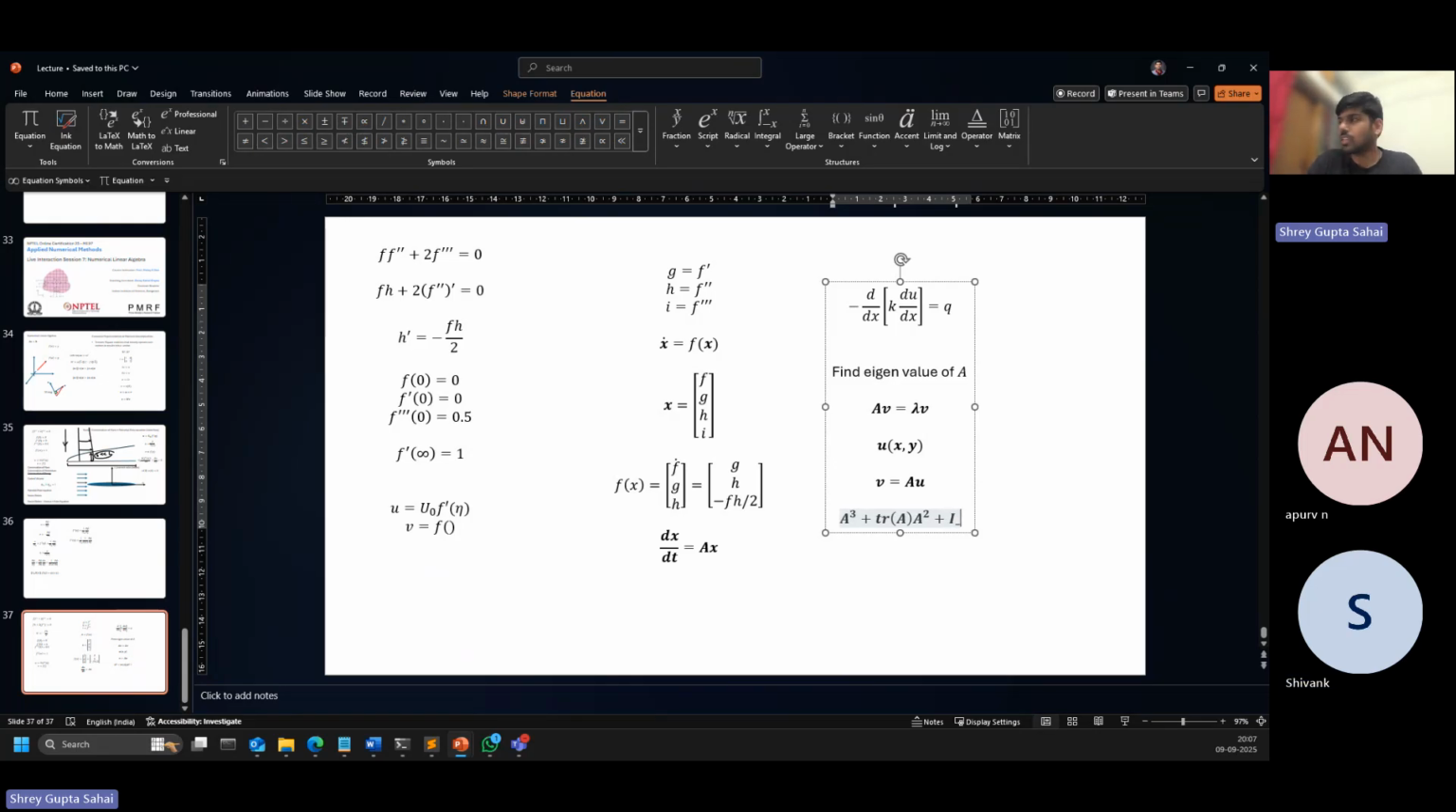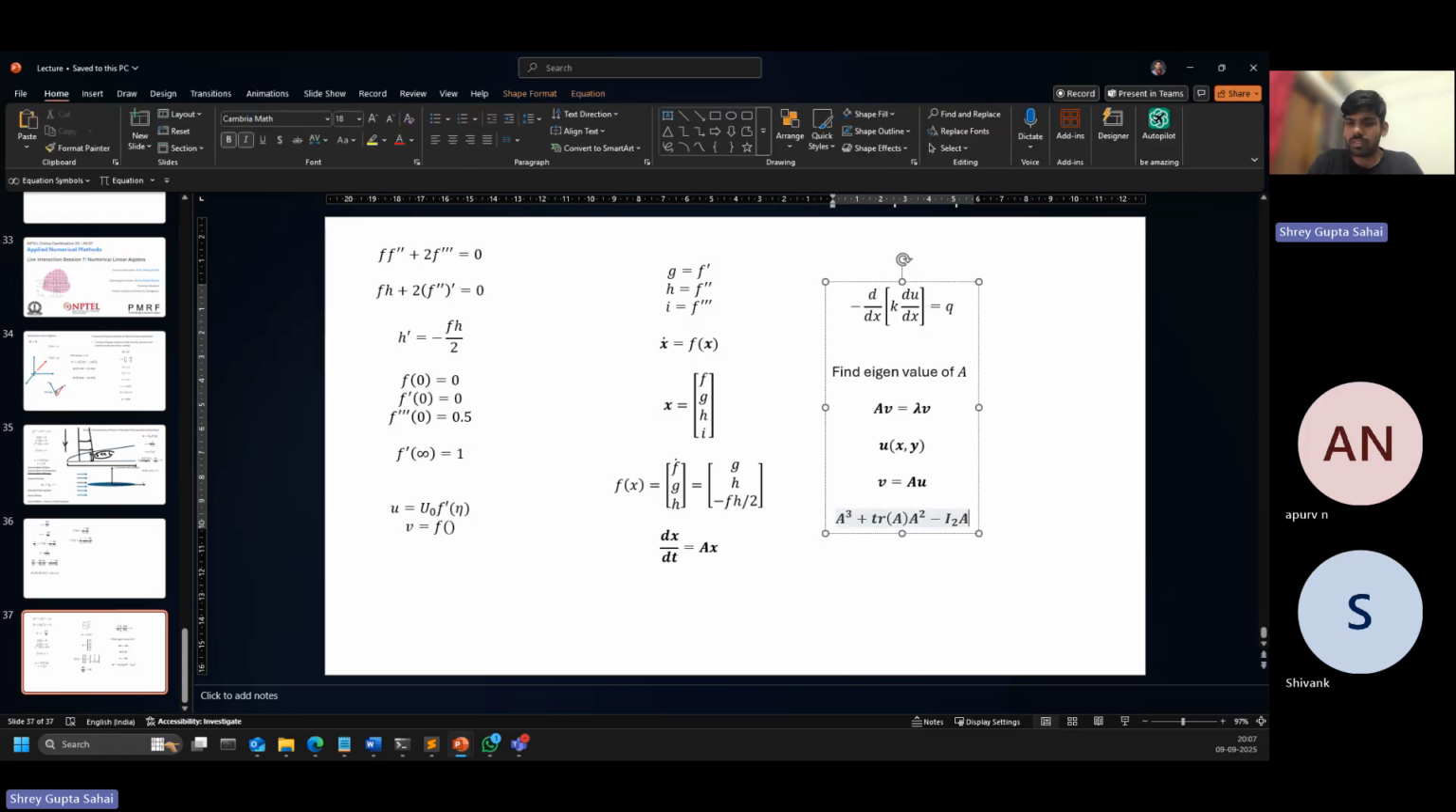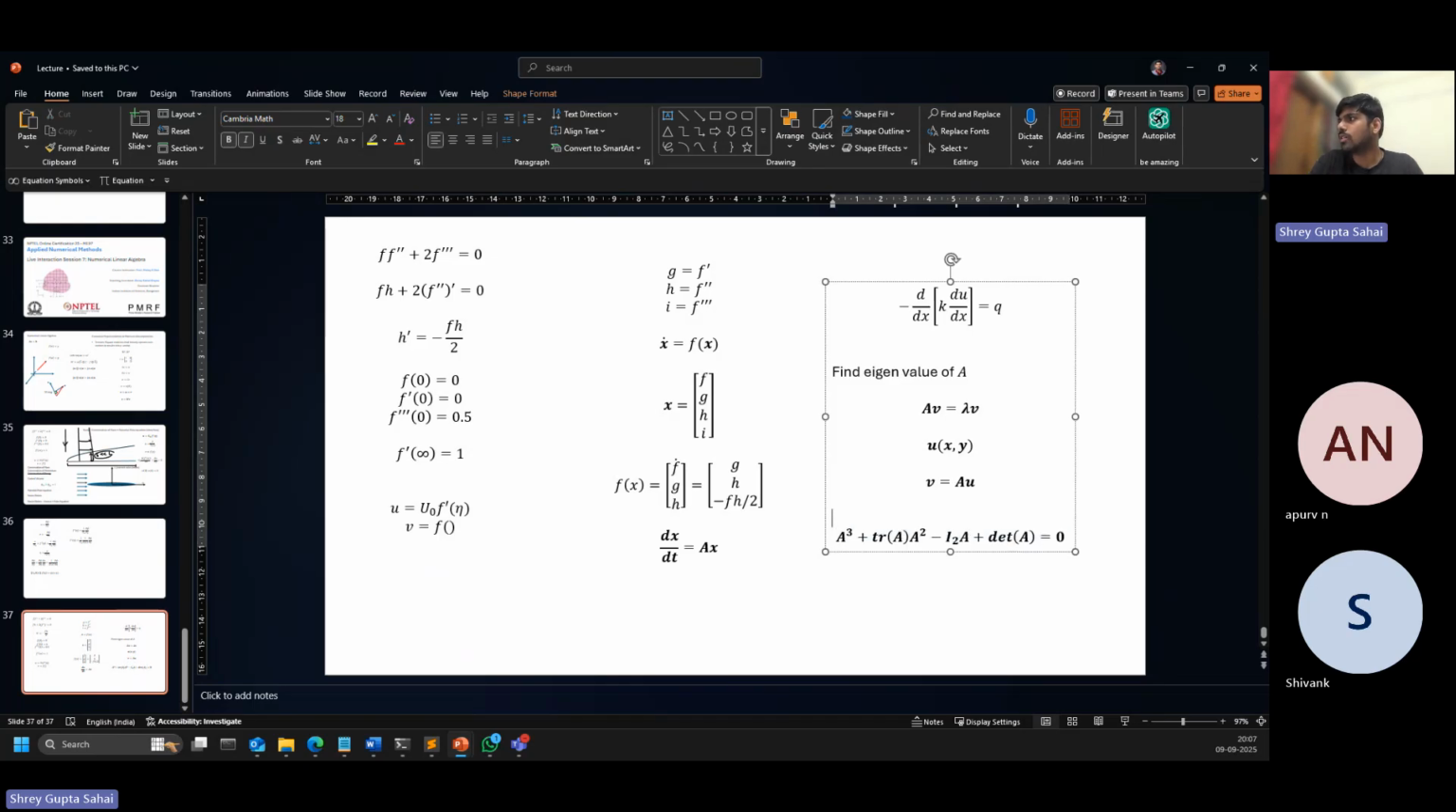There is another I2 or something. This is also called the characteristic equation, by the way. And then you have plus determinant A equals zero, this is also a characteristic equation. If you learn about the Cayley-Hamilton theorem, you will come across this equation.